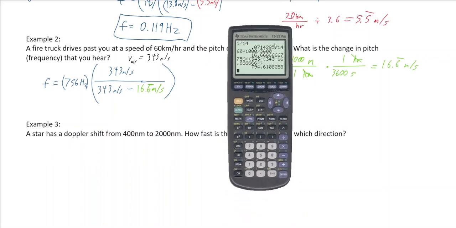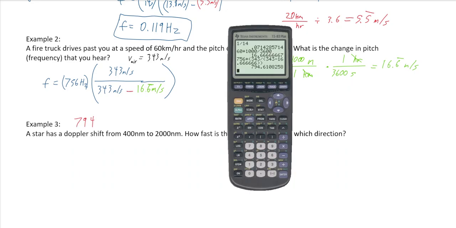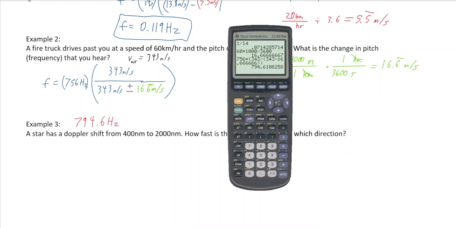So I just found the subtraction version, right? Here, let's do it this way. So I found the subtraction version, which gave me 794.6 hertz. Okay, this is the higher pitch version, but now we can find the addition version of the exact same question. So everything else is going to be exactly the same, except for, we're going to add the 16.666666, whatever, repeating.